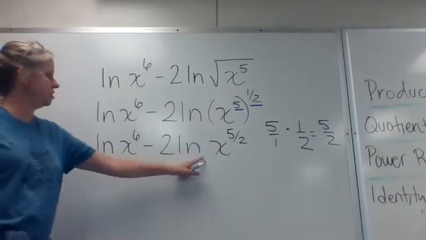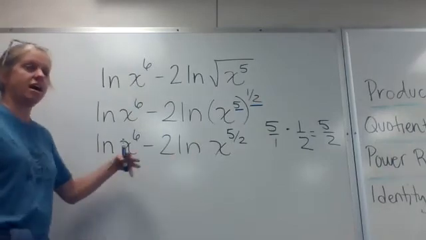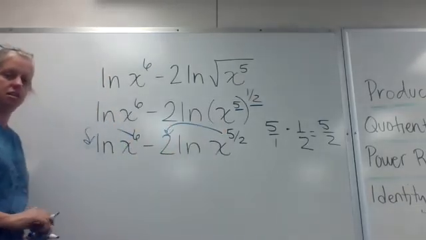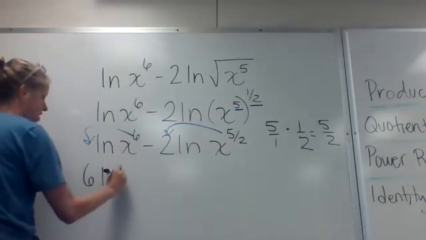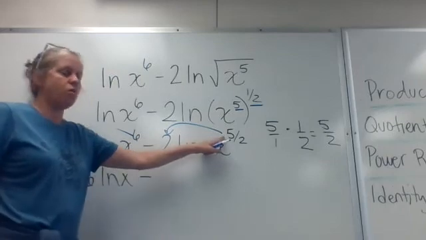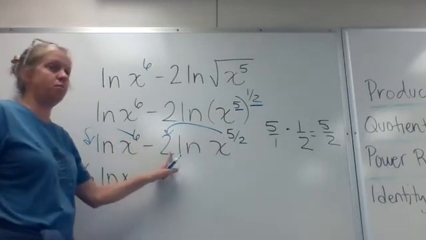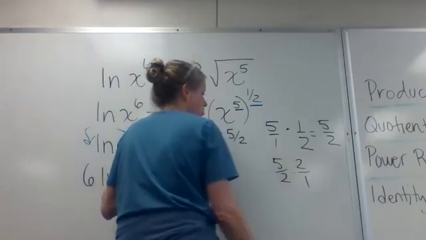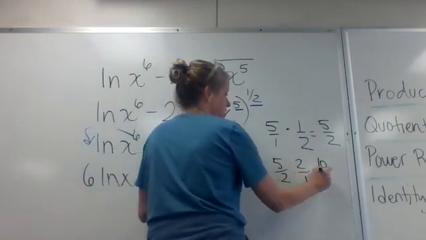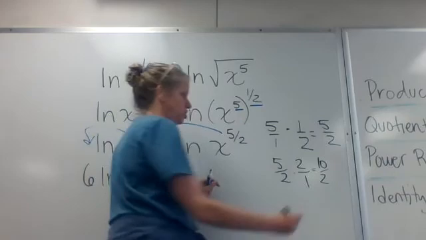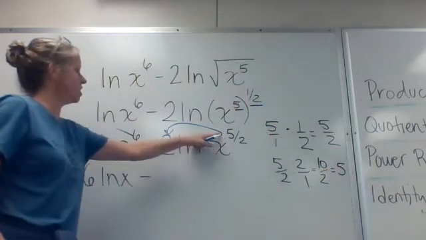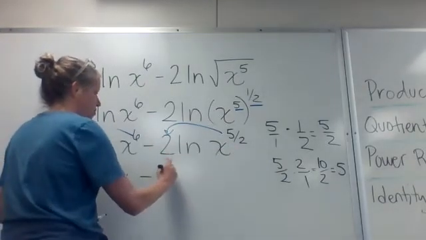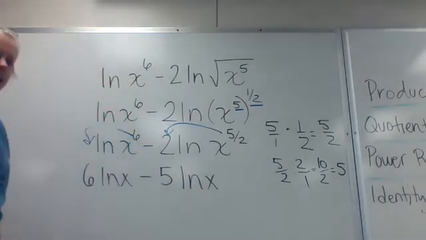So these are actually like terms, so I can combine them. What I've got to do is bring down their exponents here. So I'm going to have 6 ln x minus. What do you get when you bring down this exponent? You're going to have to multiply it times this 2. So I've got 5/2 times 2/1, which gives me 10/2, which is just what? 5. So that leaves me with 5 ln x.